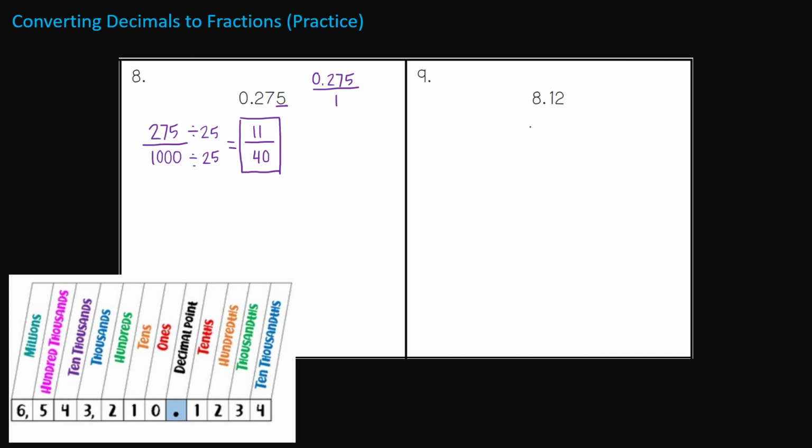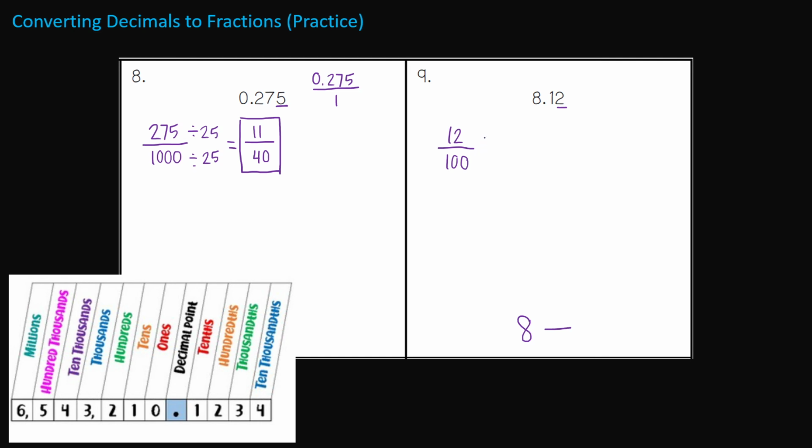Let's try one more. This one is 8.12. When we write this as our final answer, this is going to be 8 and something over something. This is going to be a mixed number. So instead of using the 8 right now, I'm only going to focus on the 0.12. And again, I'm going to look at the last decimal value that I see. This is in the hundredths place. So this 0.12 would be 12 hundredths.